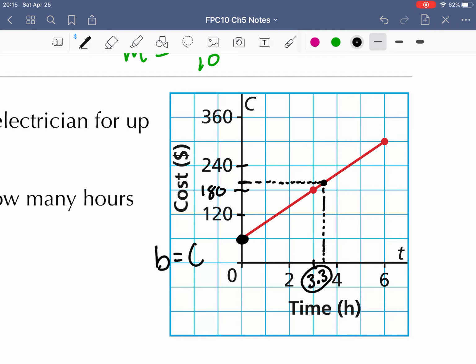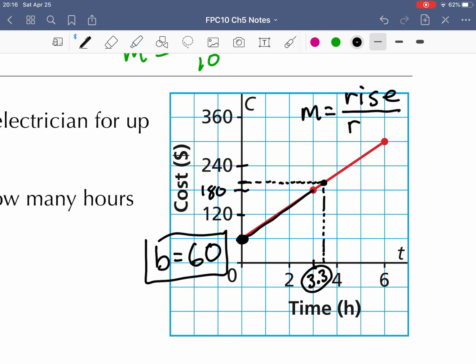So right here, this is our b value. Our b is equal to 60. Now we have to figure out the slope of this line. The slope is equal to the rise over the run. So our rise goes from here to here, from 60 to 180. So 60 to 180 is 120. So it's a rise of 120. And it's a run of 3.